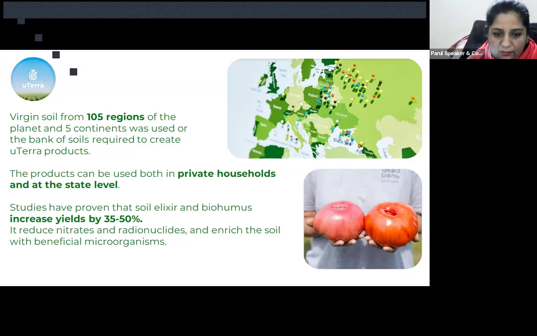enriches the soil with beneficial microorganisms, which are healthy to consume by human beings and other creatures, right? So you can see the size of a tomato in the hand of a person, in the image on the right-hand side. It is double the size of the tomatoes we actually use in a normal kitchen, right? So this is the result of using this project. That's why we call it the grand project.